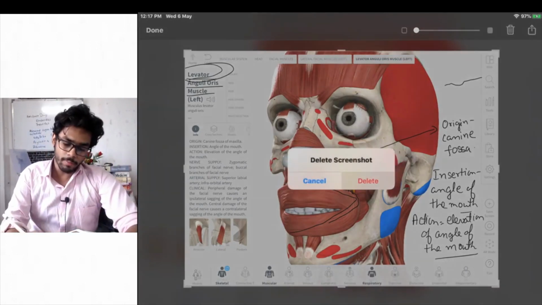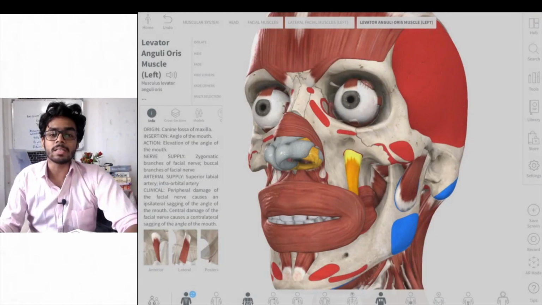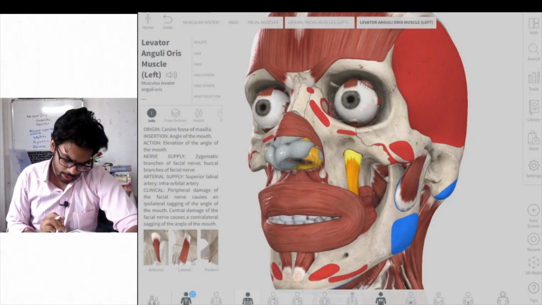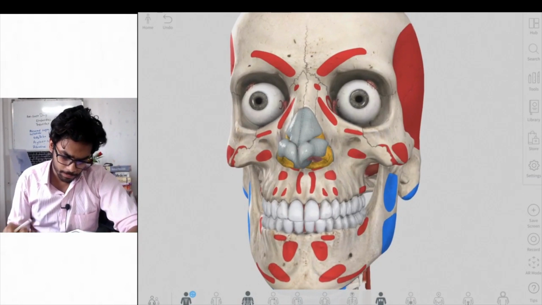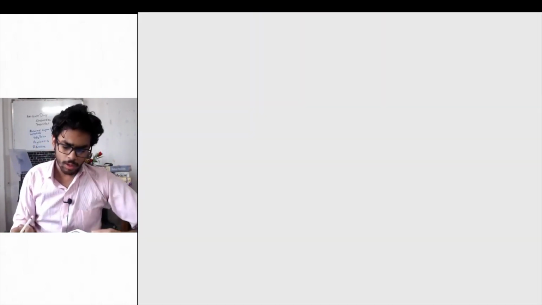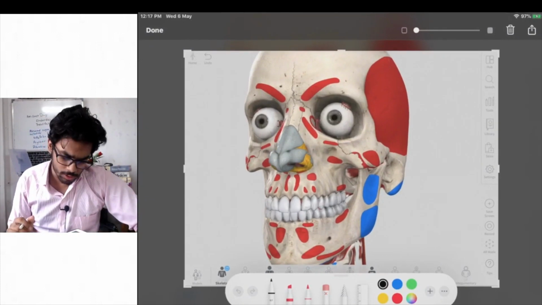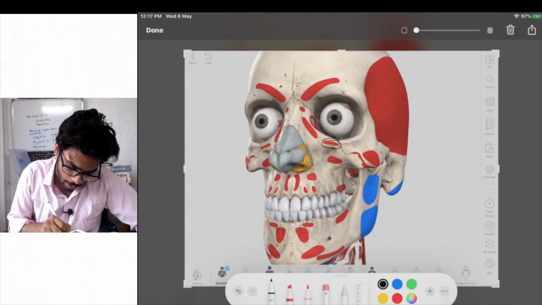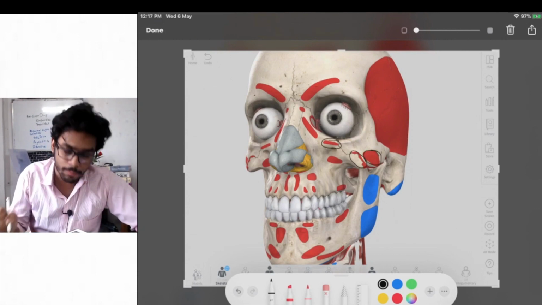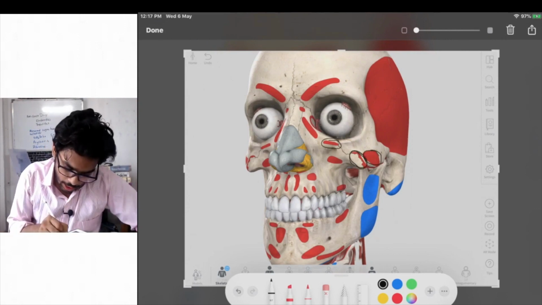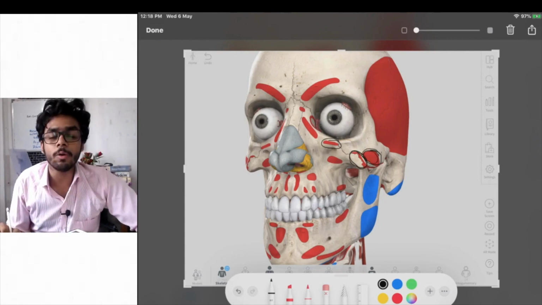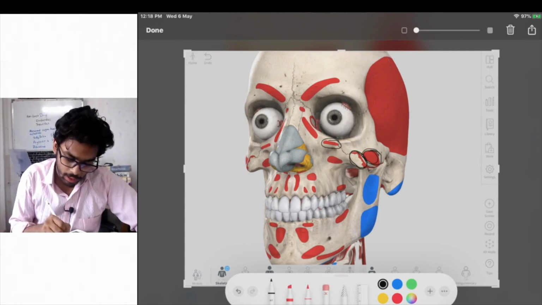Now we will study the zygomaticus major and zygomaticus minor. Let me remove this part. Can you see this part here? And how can you differentiate when you get the real skull in your hand? You should not confuse the levator labii superioris part with the zygomaticus muscles. You can see these zygomaticus muscles are on the zygomatic bone, while levator labii superioris is on the maxilla. All levator muscles are on the maxilla. They are not on the zygomatic bone. Can you see this part?